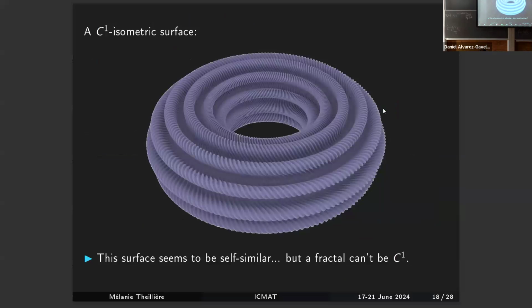And let's take a look at this C1 isometric surface. This surface seems to be self-similar because we had corrugation at each step. So if we zoom, we see corrugation. We zoom a first step, we see again corrugation, and again, and again. So we have the feeling that something has happened which looks like a fractal behavior, but a fractal, in fact, cannot be C1. So something happened, and we want to understand that.